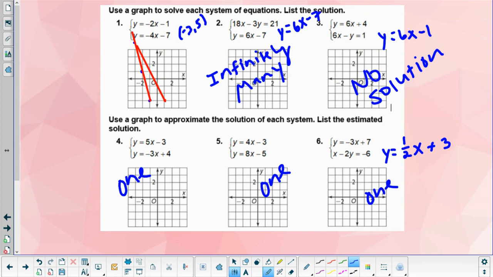If you want to know what those one solutions are, come see me in the virtual classroom and we can talk about what those solutions are. But just for time's sake, I am going to skip through. I just want you to know that they are all one solution on the bottom.